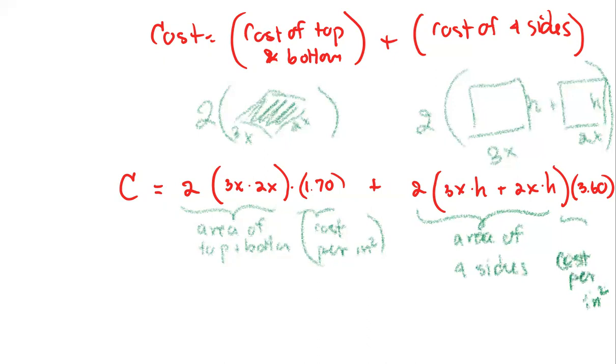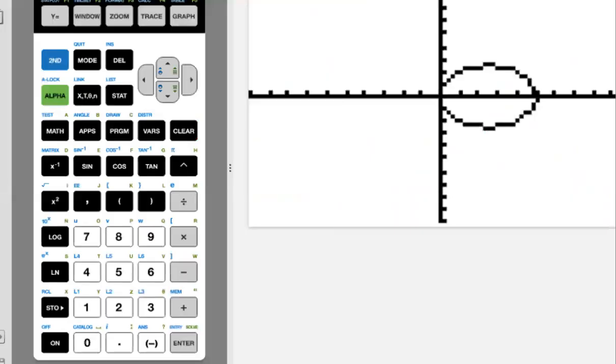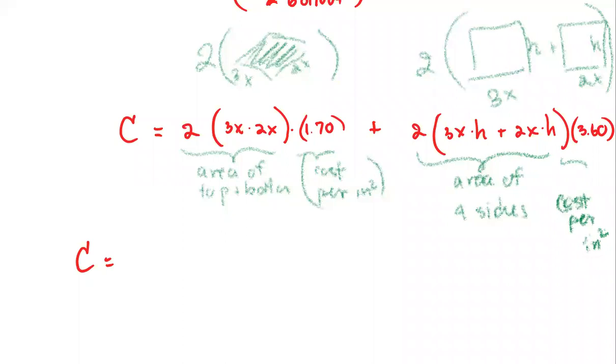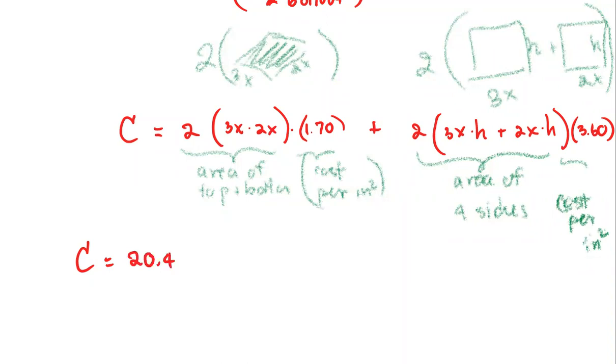All right, cost per square inch. And next, we simplify the numbers and the expression in x. So we have 2 times 3 times 2, that's 12, times 1.70. Let me put it in the calculator real quick. That's 20.4 x squared, right? Yes, x times x is going to be x squared for the first group.